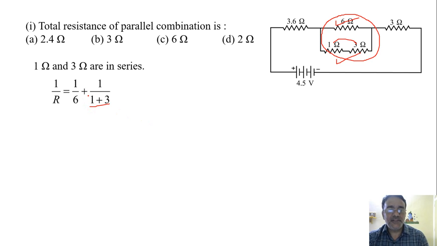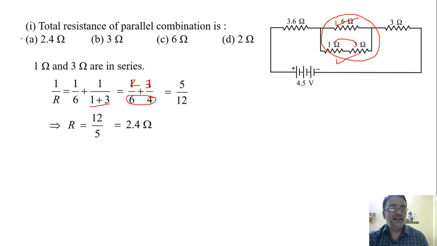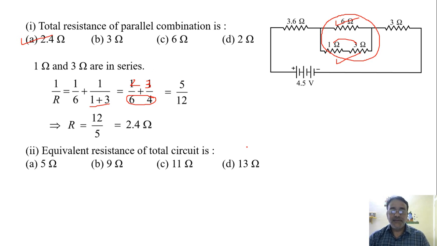Okay, so 1 upon 6 plus 1 upon 4. Now we have to take LCM. LCM is 12. So here 2 will come and here 3. So 2 plus 3 upon 12, that is 5 upon 12. So the value of R is the reciprocal of this, that is 12 by 5, and this is equals to 2.4 ohms. The correct option is A1, right?